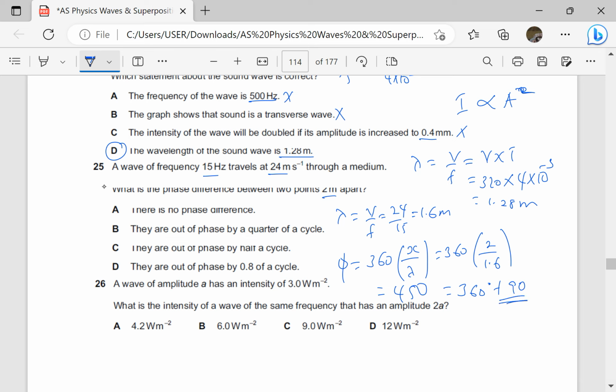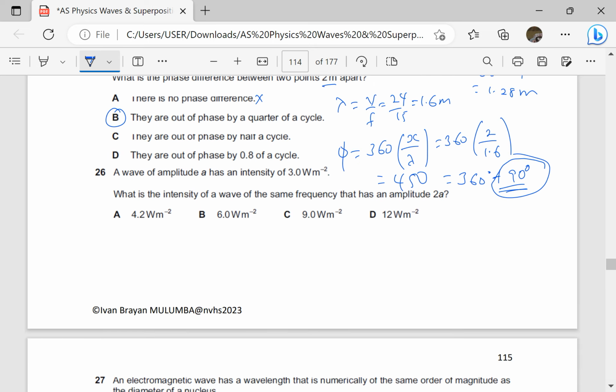So this shows that the phase difference is a quarter cycle. They are out of phase by a quarter of a cycle because of 90 degrees. So this is 360 plus 90 degrees. The option saying there is no phase difference is not true. They are out of phase by a quarter of a cycle. That is true, because 90 degrees is a quarter of a cycle. So it is either 450 degrees or 90 degrees, or you go on adding 360 to 90, and so on.